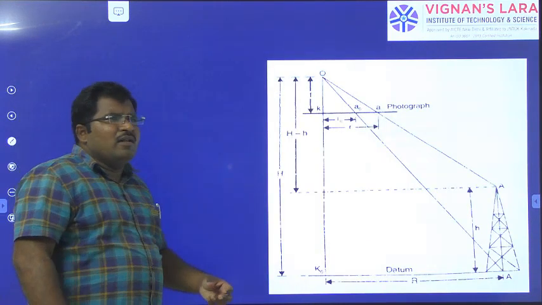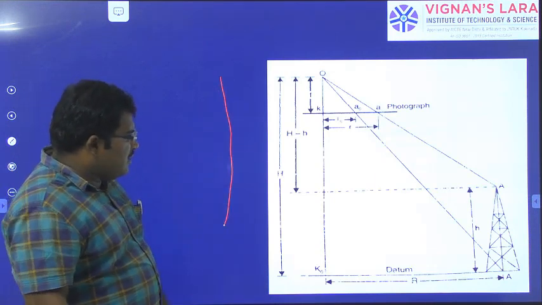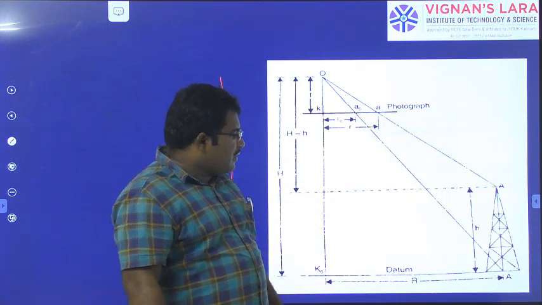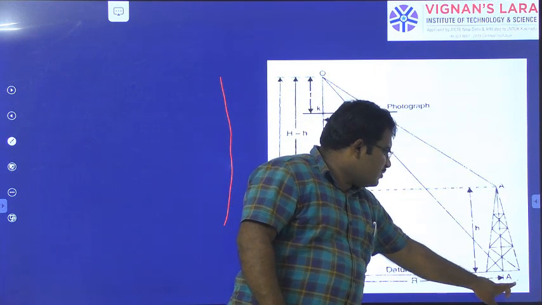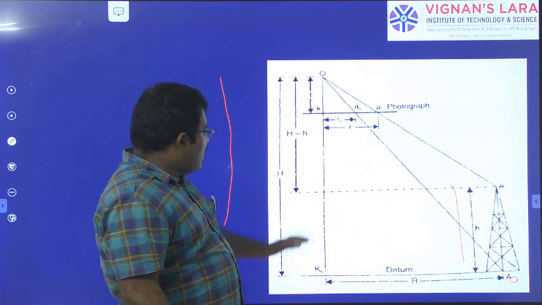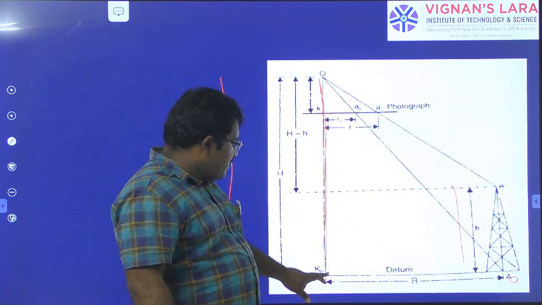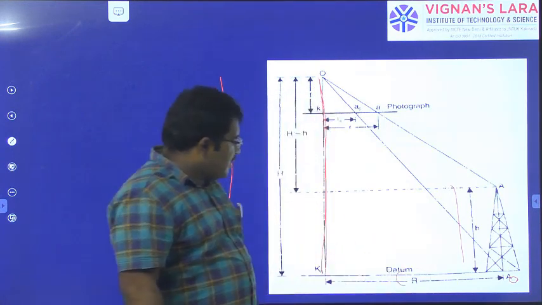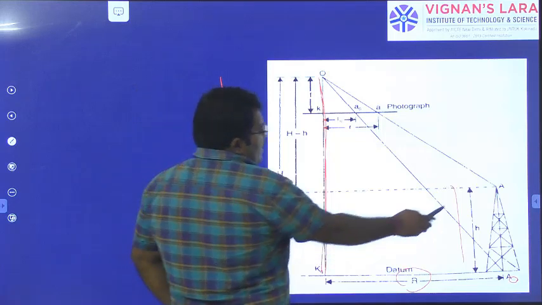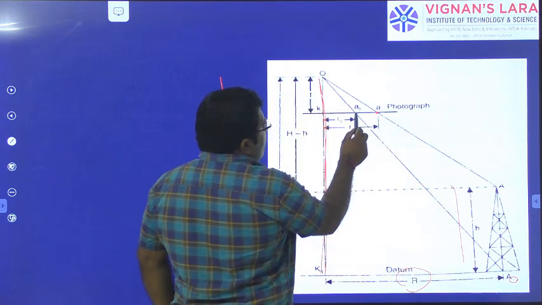Now to determine the relief displacement, we are going to consider this diagram. Here we are going to take the top of a tower. The tower top is at A and its bottom is at A0. It has a height of small h, right? And we are going to take it from the nadir point, at a radial distance of r. The same thing will be taken on the photograph, so the top A will be marked here and the bottom A0 will be marked as A0.